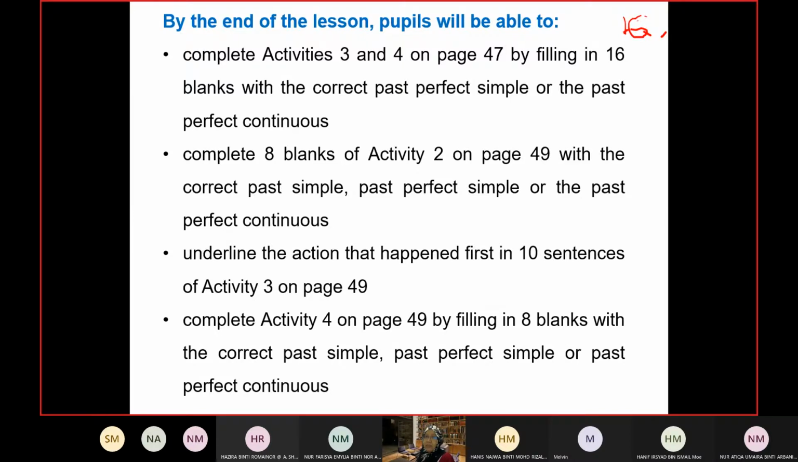All right, as you can see from the screen, the first one is you will be able to complete activities 3 and 4 on page 47, and then complete another 8 blanks of activity 2 on page 49, followed by underline the action that happened first in 10 sentences of activity 3 on page 49, and finally complete activity 4 on page 49 as well.